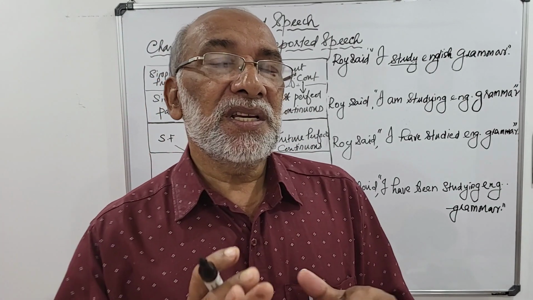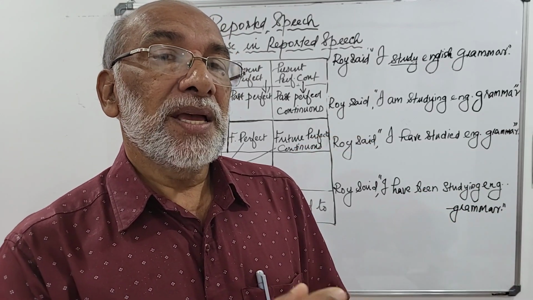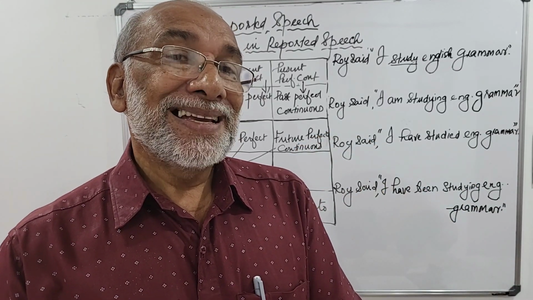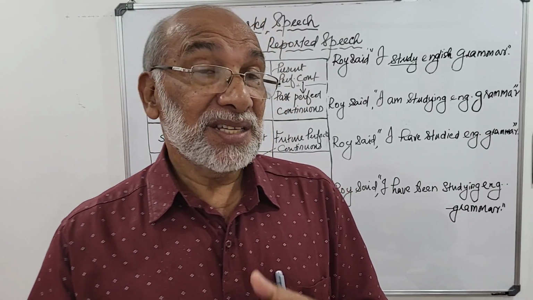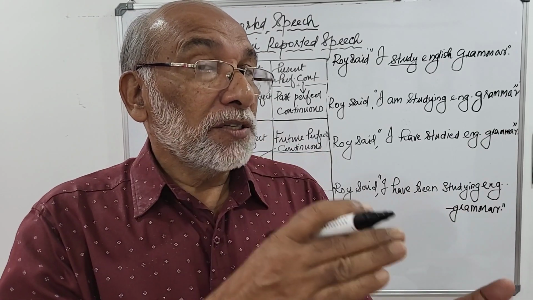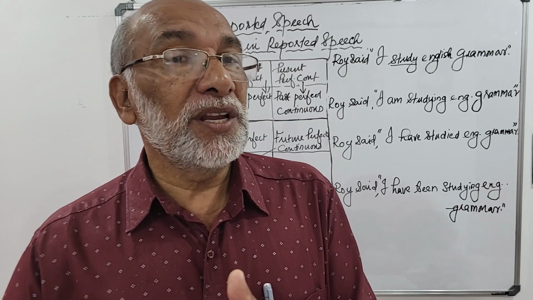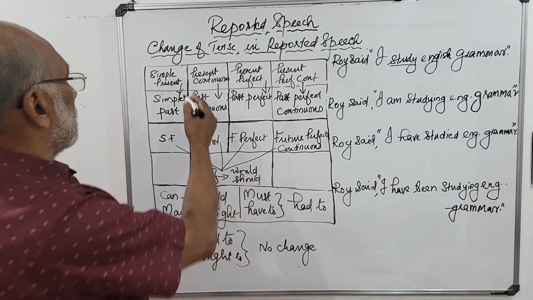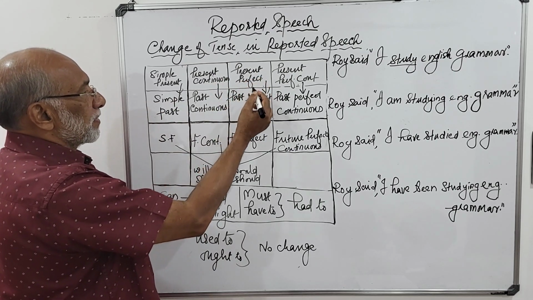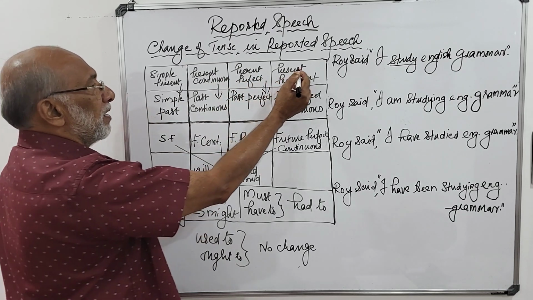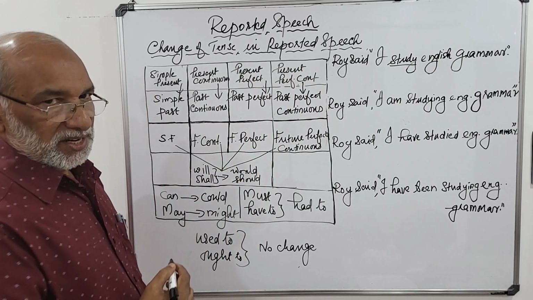To express it in a single sentence, I can say all the present tenses are changed into their corresponding past tense. May I repeat? All the present tenses are changed into their corresponding past tense. That means simple present becomes simple past, present continuous becomes past continuous, present perfect becomes past perfect, and present perfect continuous becomes past perfect continuous.